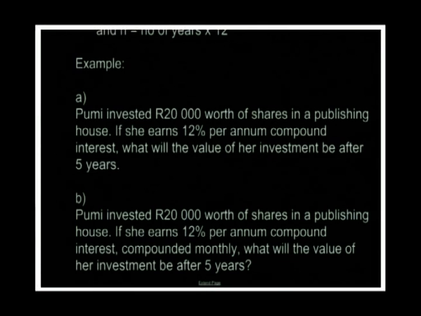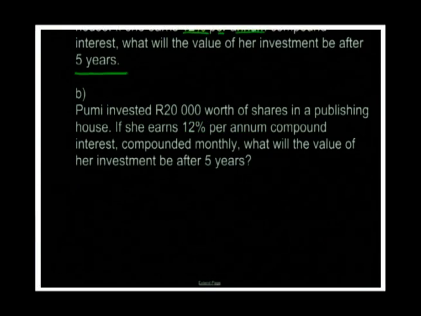Pumi invests 20,000 rands worth of shares in a publishing house. If she earns 12% per annum compound interest, what will the value of her investment be after 5 years? Now, if they don't tell you that it's being compounded more than once in the year, you assume that it is compounded annually. So let's do that calculation.